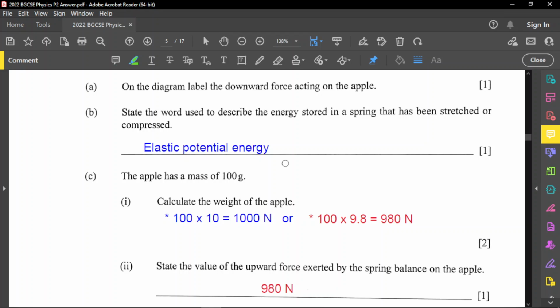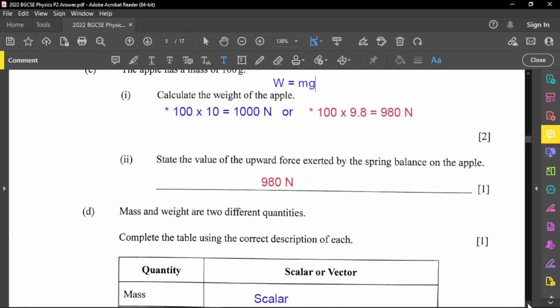Part C, the apple has a mass of 100 grams. Calculate the weight of the apple. If we take gravity to be 10, because remember that weight is equal to mass times gravity, let me just quickly put that in. To calculate weight, weight is equal to mass times gravity, so it's equal to mg, all right? And weight is a force, as I pointed out. If you use 10 as gravity, then it will be 1,000 Newtons. If you use gravity to be 9.8, then it will be 980 Newtons. For the rest of the calculation, I'm going to use 9.8 for gravity.